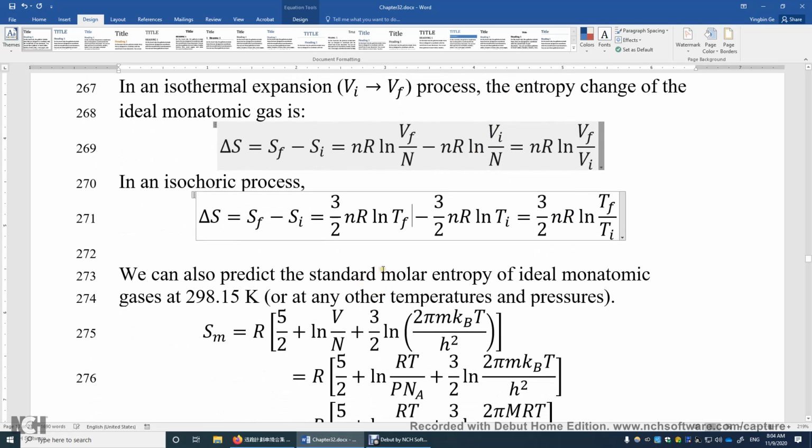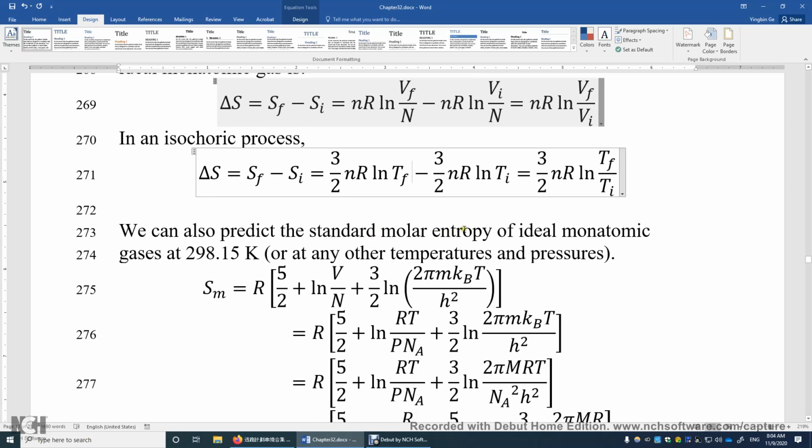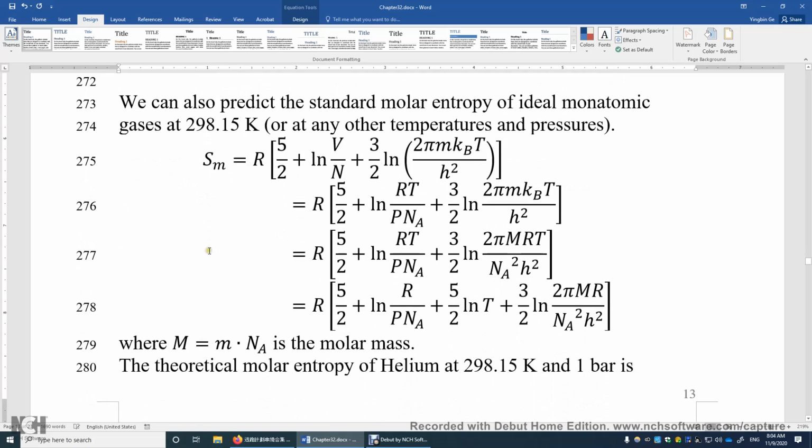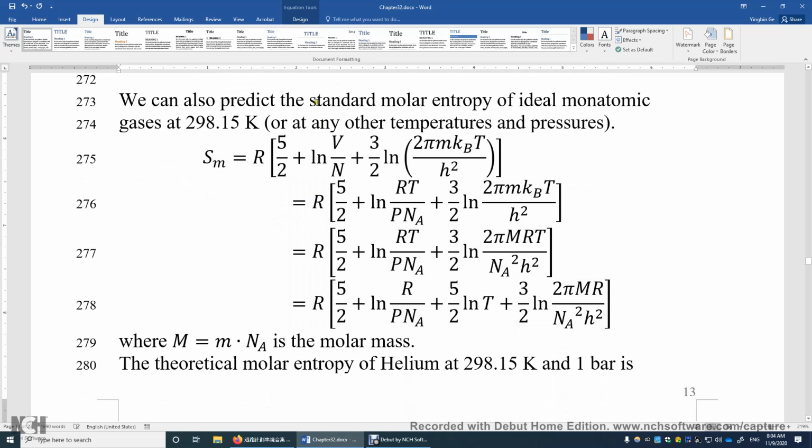We can predict the standard molar entropy of ideal monatomic gases at 298 K by doing some calculations, and we can actually calculate the entropy at any other temperature and under any other pressure.